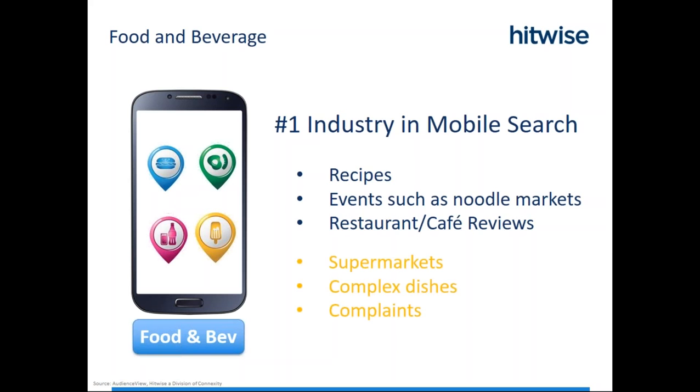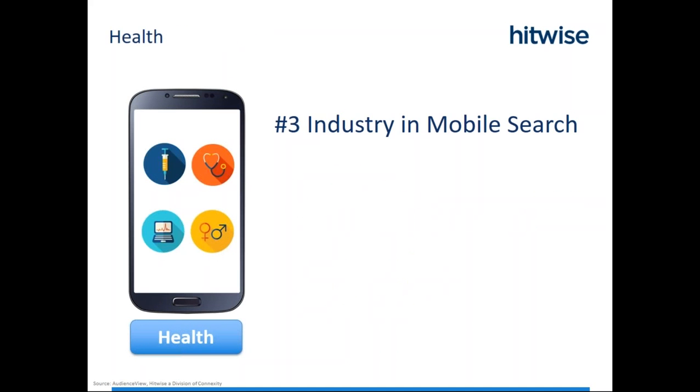Then if we look at desktop, they're more likely to want to look for supermarkets, complex dishes and complaints. So complex dishes were, interestingly enough, very detailed recipe search terms such as 10-hour slow-cooked roast beef. So those really, for me, difficult complex dishes and recipes are more likely to be searched for on a desktop than on a mobile.